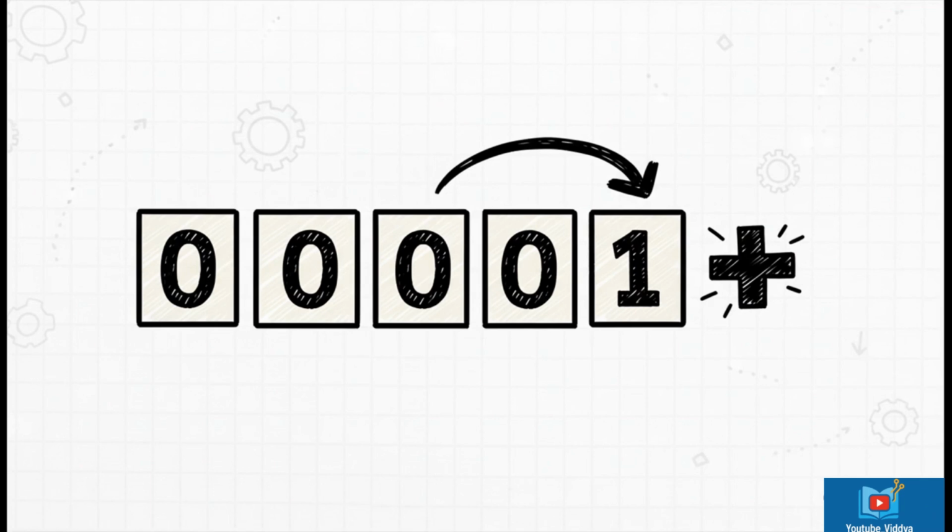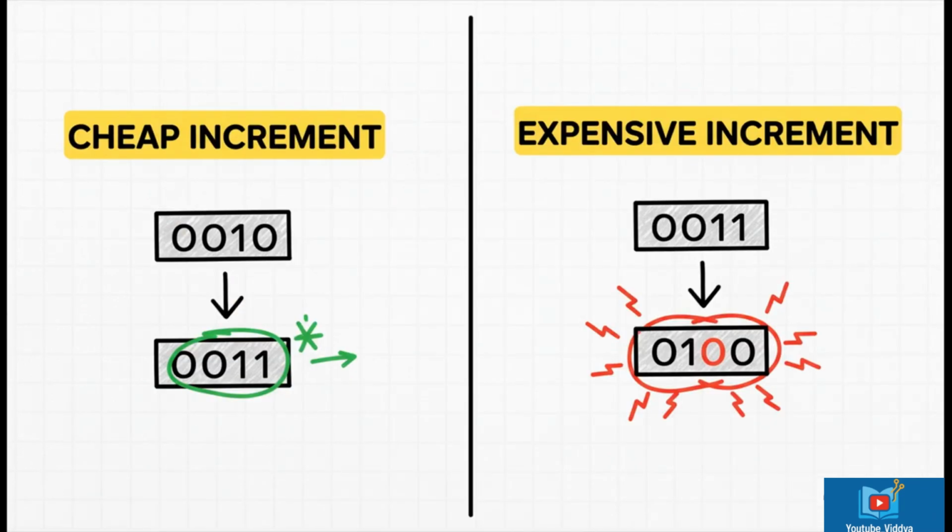Okay, theory is great, but let's make this real. To see it in action, let's look at a simple binary counter. We just keep adding 1 to it over and over. Now, here's what's so interesting about this. Most of the time, what happens? Just the last bit flips from a 0 to a 1. Super cheap. But every now and then, like when you go from 3 to 4, that's 0011 to 0100, you get this cascade of flips. And if you only looked at that one operation, you'd think, whoa, that was expensive.